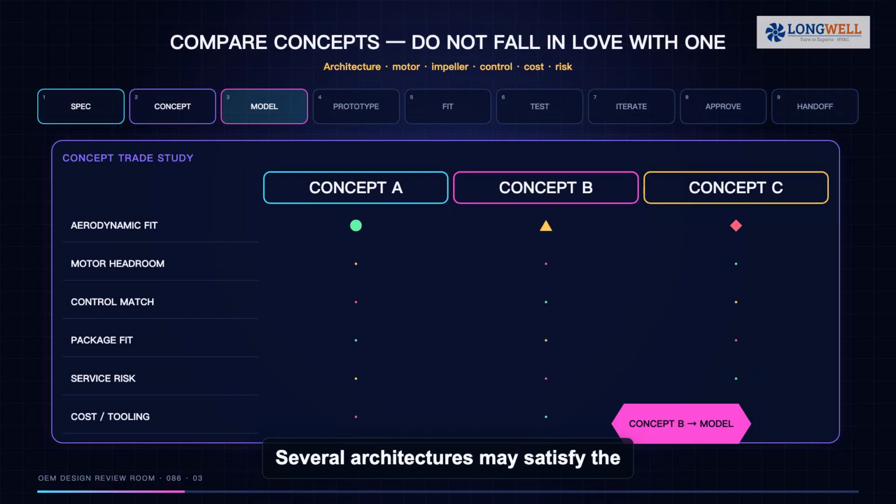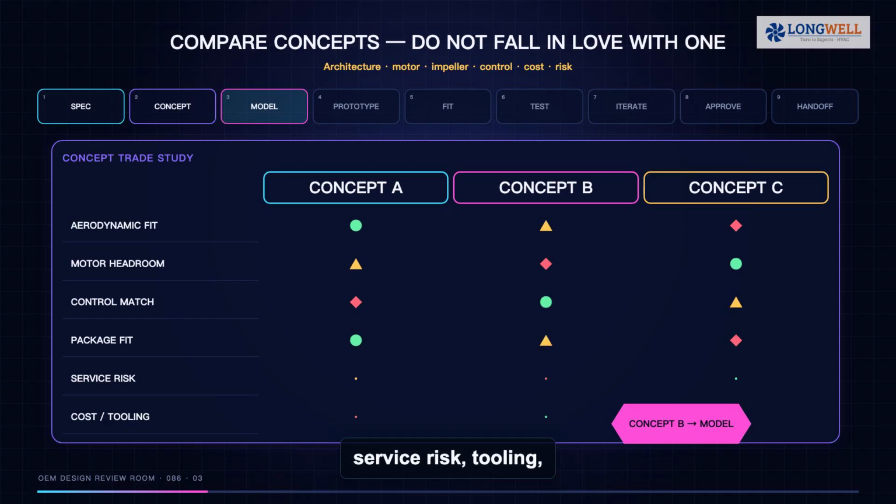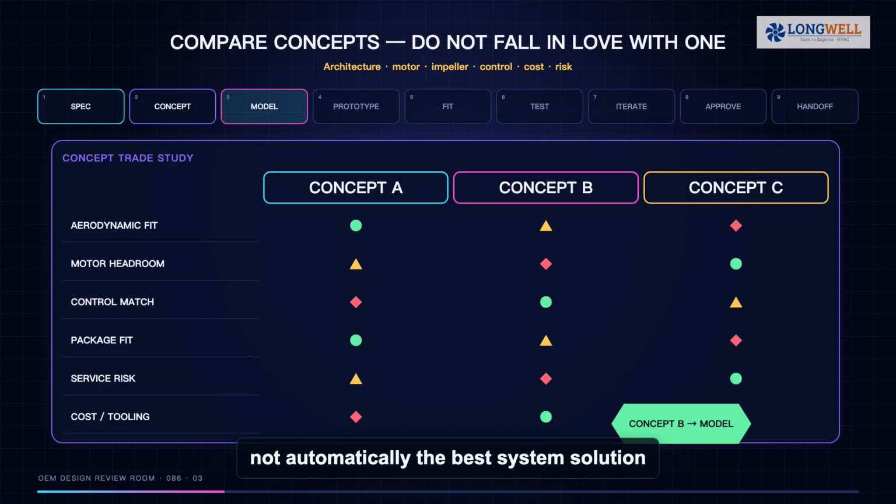Several architectures may satisfy the same headline duty. Compare fan type, impeller and motor pairing, control approach, packaging, service risk, tooling, cost, and technical uncertainty. The highest predicted efficiency is not automatically the best system solution if it cannot fit, communicate, stay within motor limits, or be produced repeatably. A concept review documents why one route advances.